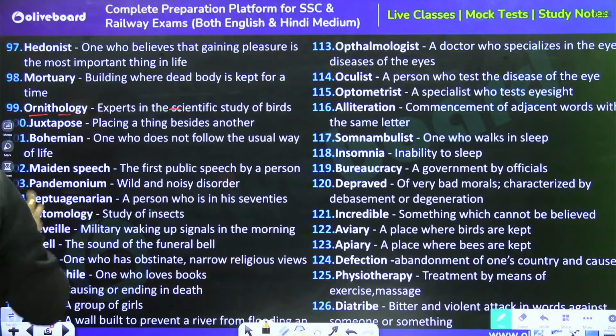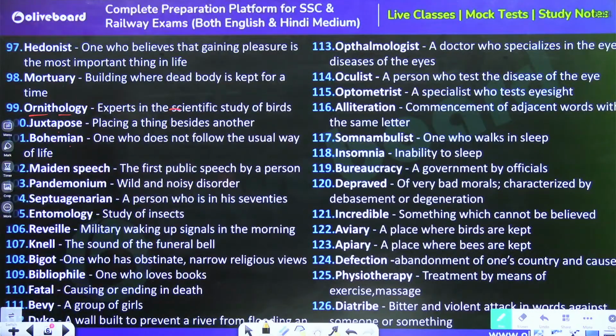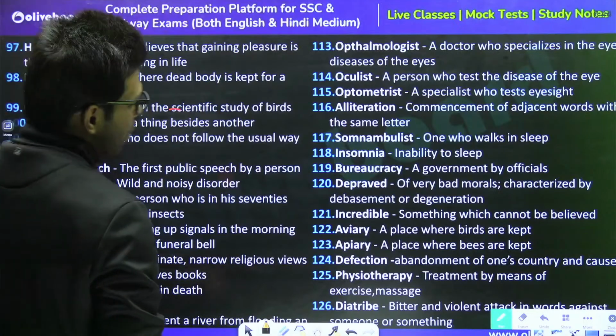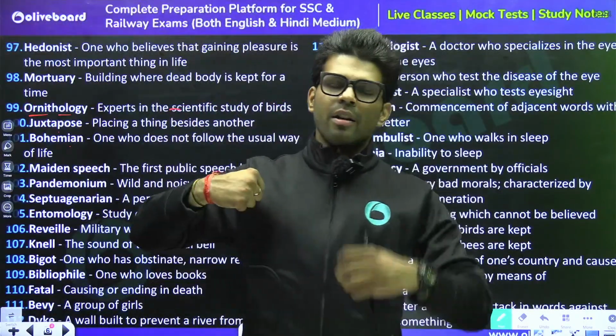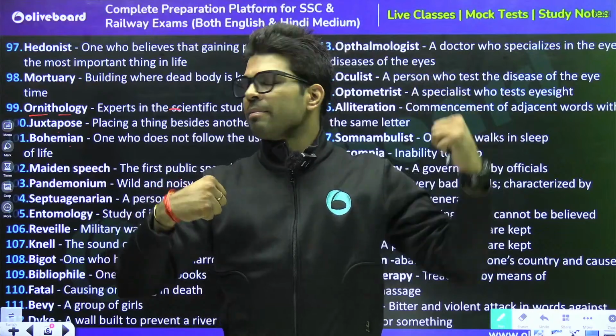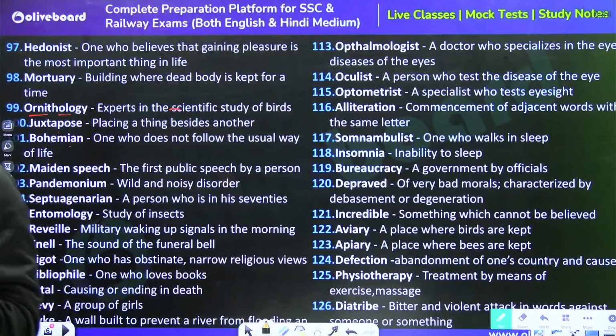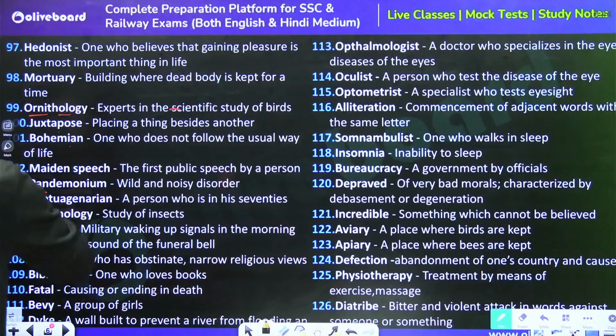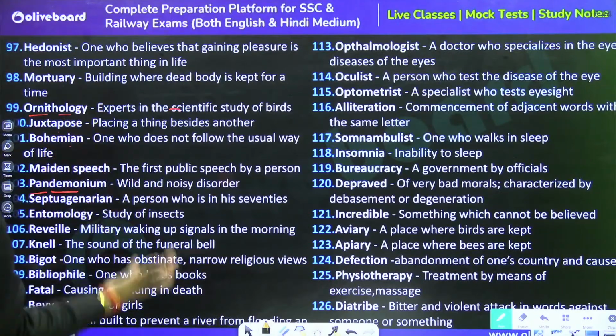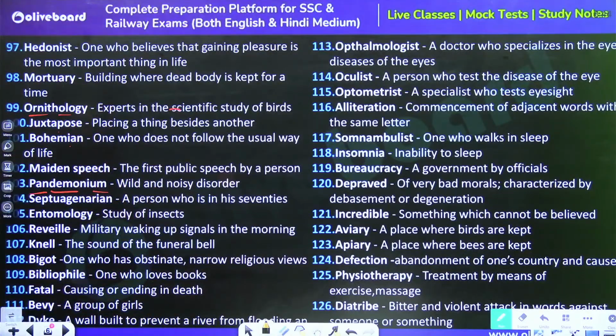Bohemia, the name of a rapper in India, and of a rapper abroad. Rappers, I'm sure you know, are not usual. They have a chain here, wear the cap opposite. Bohemian, the one who doesn't follow the usual way of life. Maiden speech, the first speech. This is something I discussed a couple of days ago if you were there. Pandemonium: pan, all, demon, evil, you better know, and ium, the place. The place where all demons are there, total disorder, total noisy, wild.